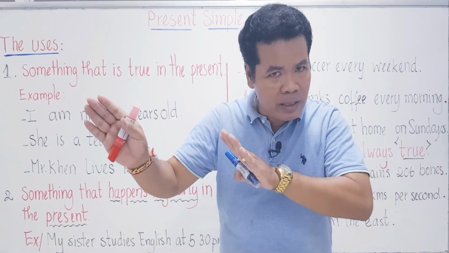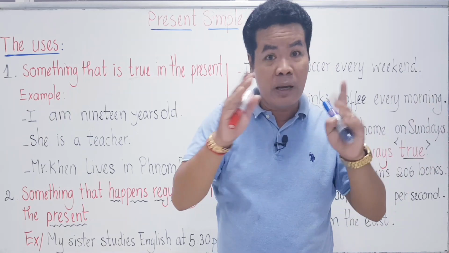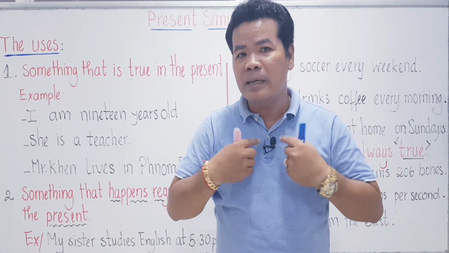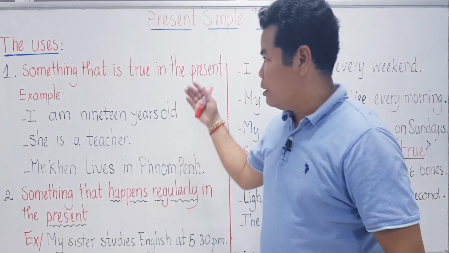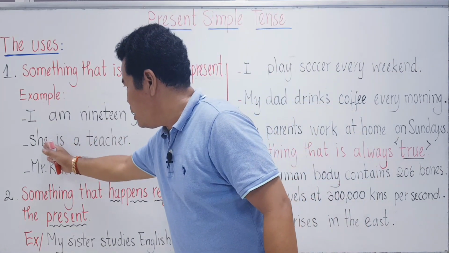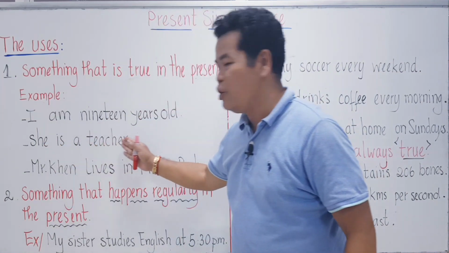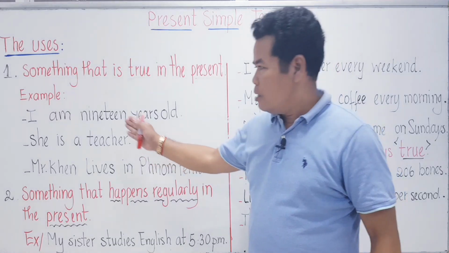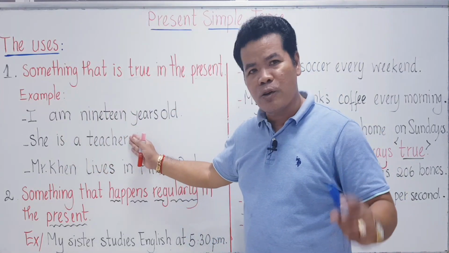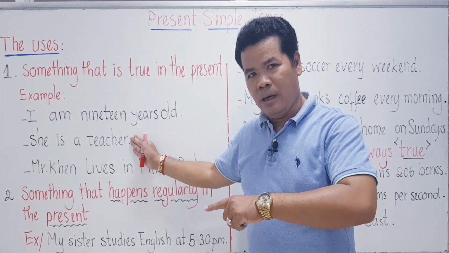Okay? Do not think about the past. Do not think about the future. Just think about only the present time. I am 19 years old. Right? Let's go to another one. She is a teacher. She is a teacher is also the present.